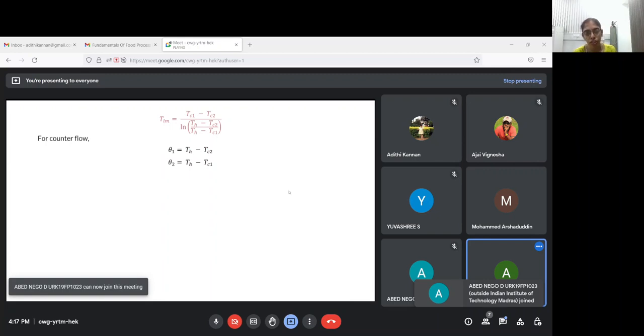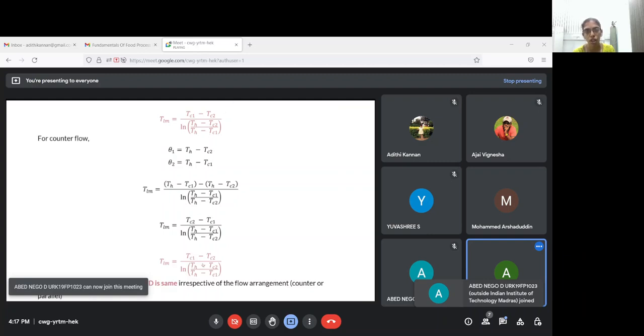So what differs between your parallel and your counter flow is just theta 1 and theta 2. If you substitute these back inside the LMTD equation, you get theta 2, that is (Th minus Tc1) minus (Th minus Tc2) divided by the ln of (Th minus Tc1) by (Th minus Tc2). Again, if you cancel Th, this is what you get, Tc2 minus Tc1 divided by the ln of (Th minus Tc1) by (Th minus Tc2). As you can see here, it's slightly different from your parallel flow. But if you just multiply a minus in the top and the bottom, you get the same LMTD as that of a parallel flow. Is this clear?